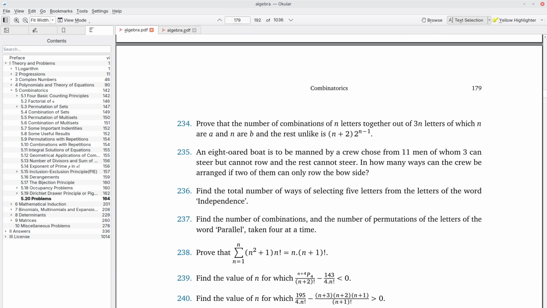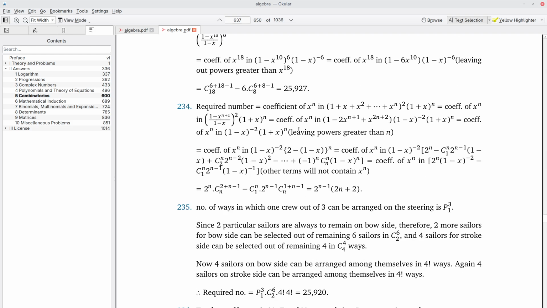Prove that the number of combinations of n letters together out of 3n letters, of which n are A and n are B and the rest unlike, is (n plus 2) multiplied by 2 to the power n minus 1. So this required number will be the coefficient of x to the power n in (1 plus x plus x squared through x to the power n) squared. The reason of having powers 0 through n is because the count of A and B type items is n. So we can pick 0 through n from those. So that's why the powers of x are from 0 to n. And since A and B are 2 items, the power is square. The rest of the items are unique.